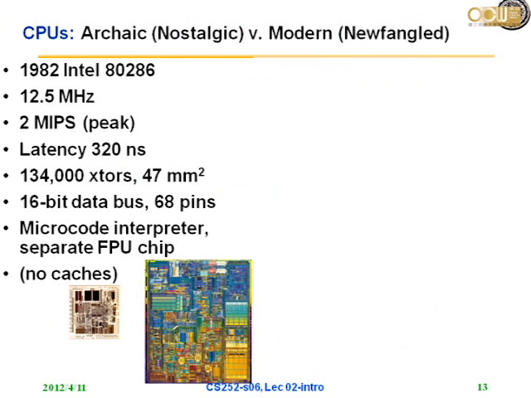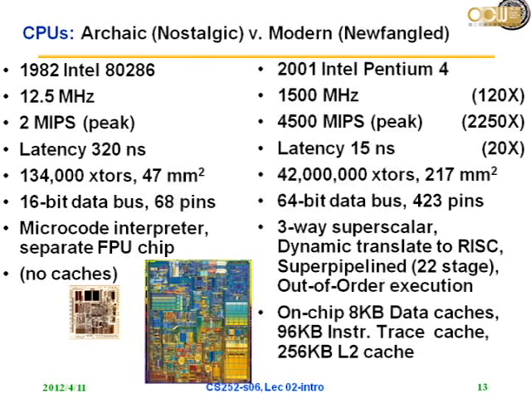Next component we want to look at is the CPU. This is a 1982 Intel IA32 CPU and the 2001 Intel Pentium 4 CPU of the same architecture, still IA32 architecture. Okay, latency improvement is 20 times, yet the bandwidth improvement is huge, over 2,000 times.